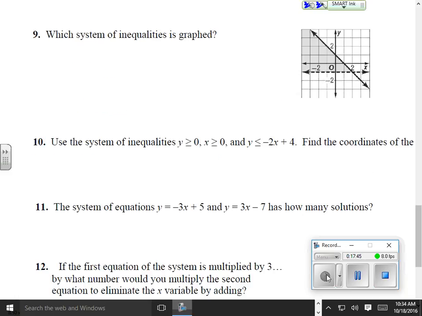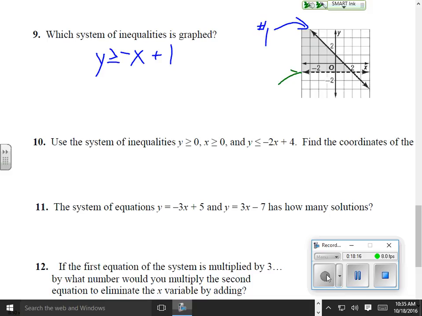Number 9 is the same way, except we have inequalities. So let's deal with, call this one the first one, solid line, which is the equation as a line. It would be y equals negative x, because that's a negative 1 slope, plus 1. And it's going to be a solid line shading below, so it's going to be a less than or equal to.